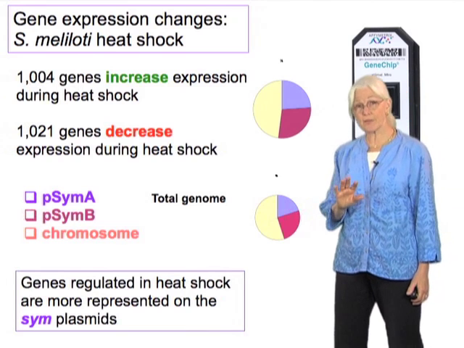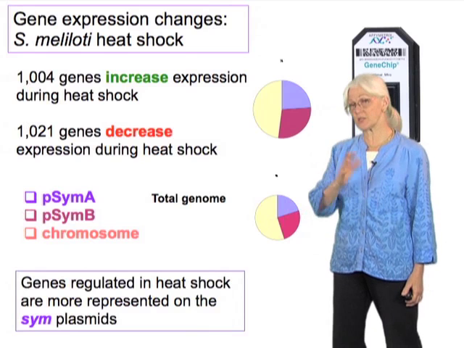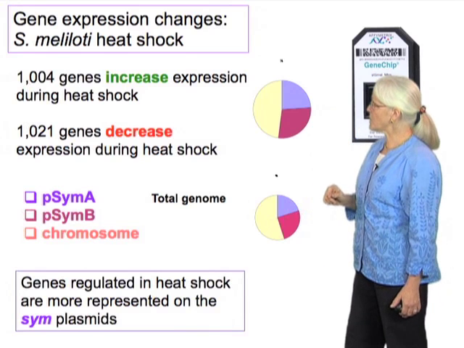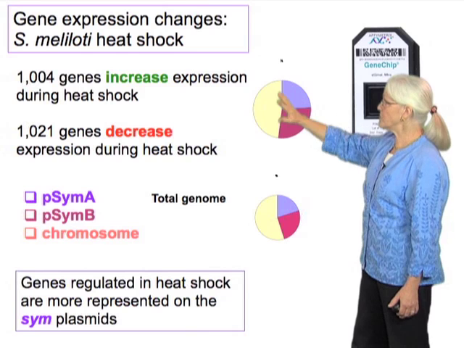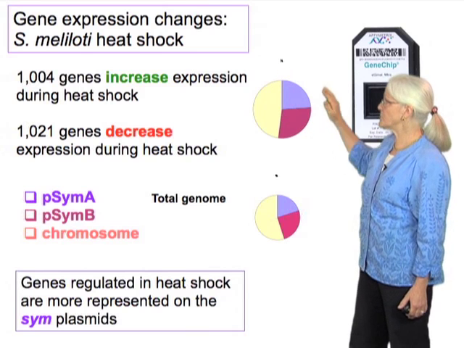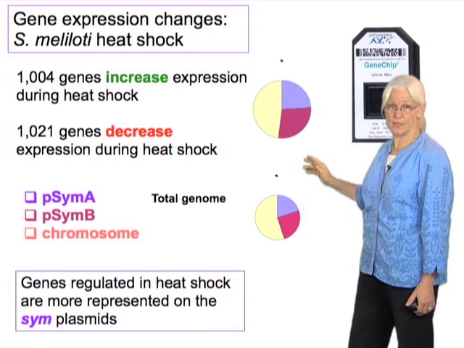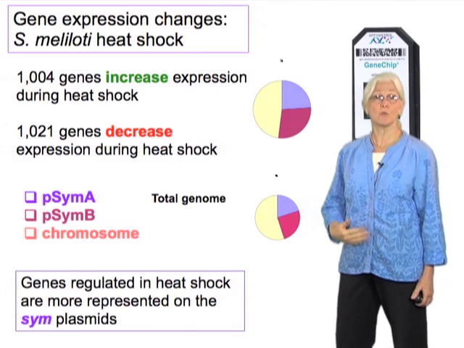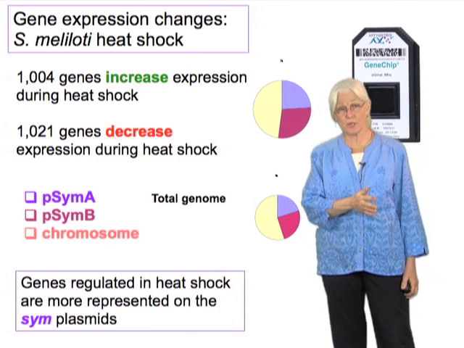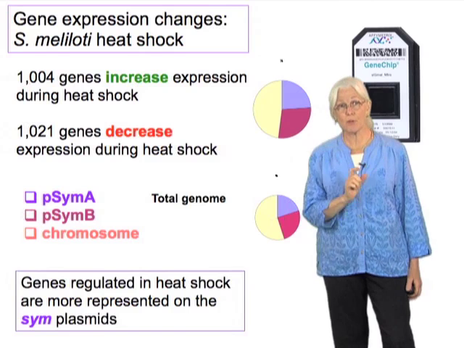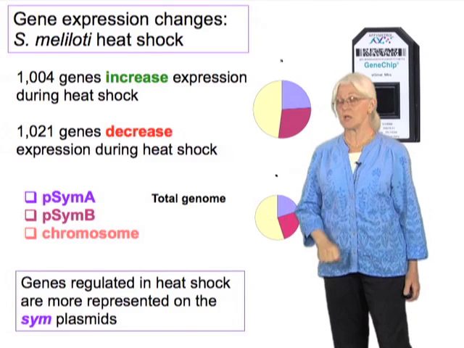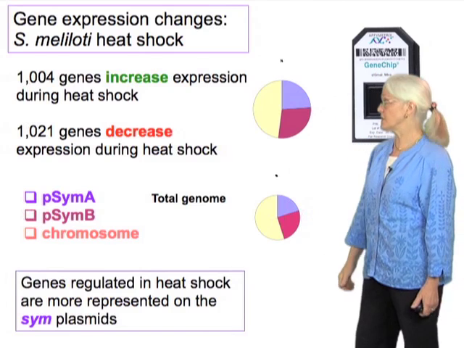But if you look at those 2,000 genes that are changed one way or the other by heat shock, what you see is that the chromosome is underrepresented and the two symbiotic plasmids are overrepresented. So that in and of itself was kind of intriguing, especially when you put it together with the fact that the double mutant of both those sigma factors is very defective in symbiosis.